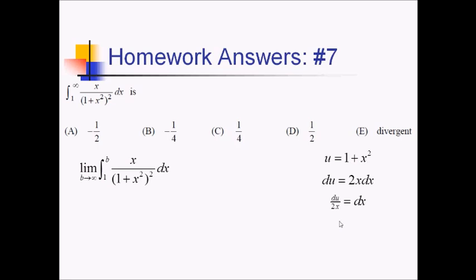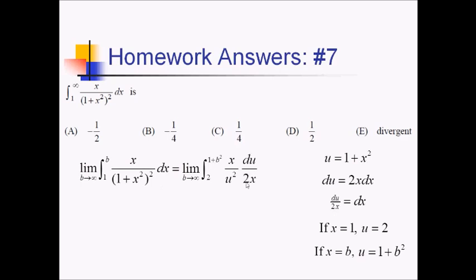Next, my u values. If I have an x value of 1, then I must have a u value of, let's see, 1 plus 1 squared, so 2. And if I have an x value of b, then I have a u value of 1 plus b squared, which is a little bit clunky, but we'll deal with it. Plugging it all back in, I have the limit as b approaches infinity of the integral from 2 to 1 plus b squared. Here I've got x over u squared, and then instead of dx, I have du over 2x.